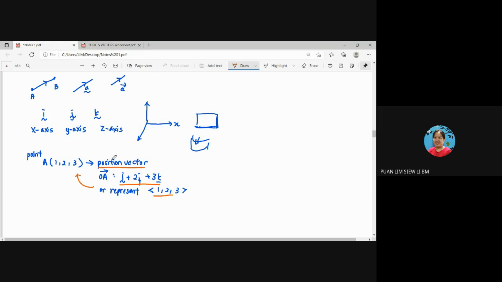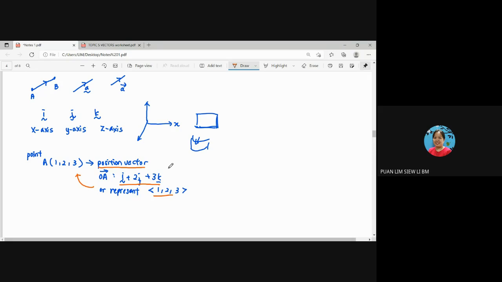So this is the skill that you must have, that you must understand, or you will get a question that you don't understand anything. What is it talking about? Okay, so when I write coordinate to vector, it will become a position vector. So you can write it in brackets, like 1, 2, 3. Okay, so you can change.